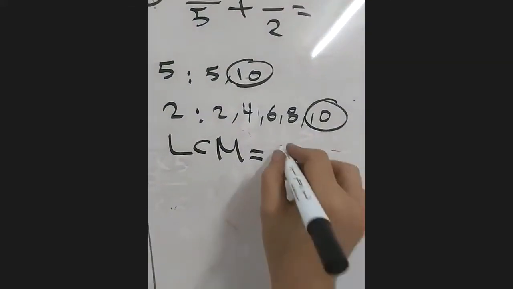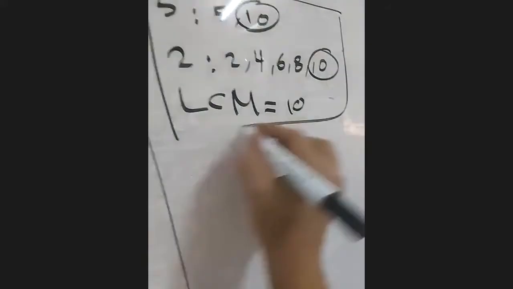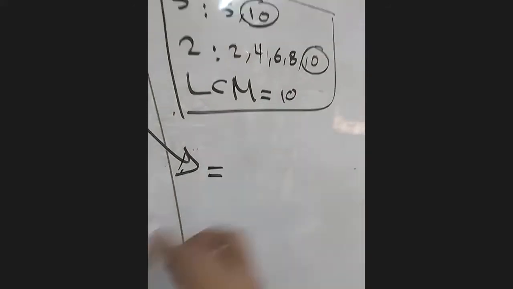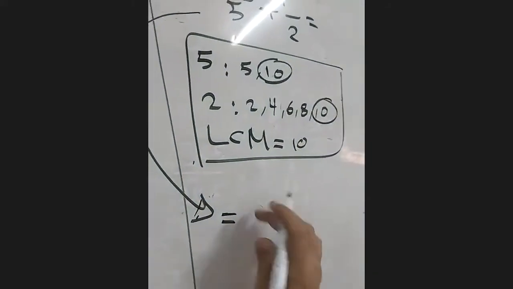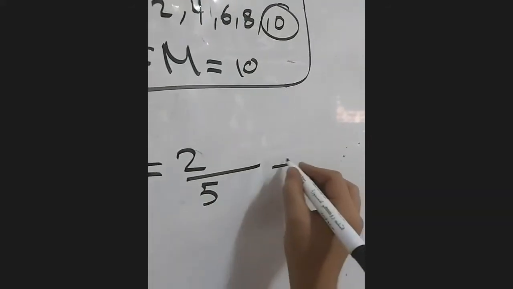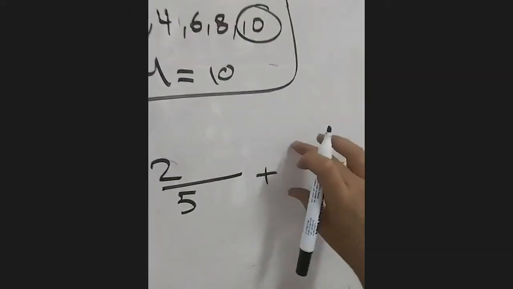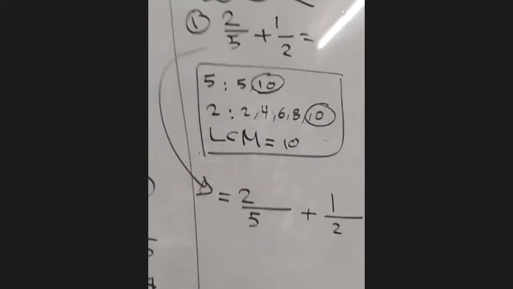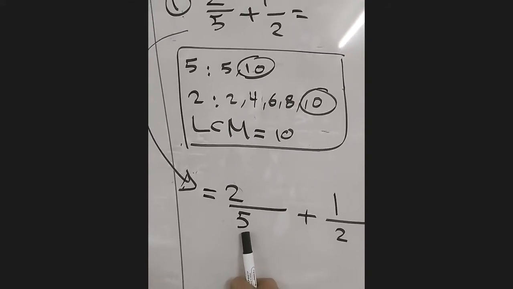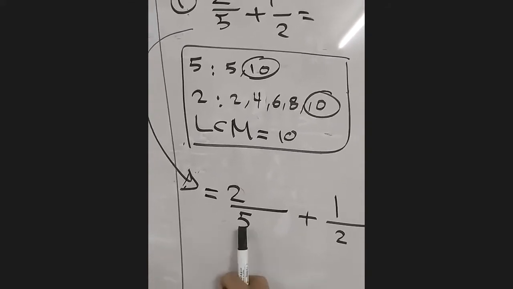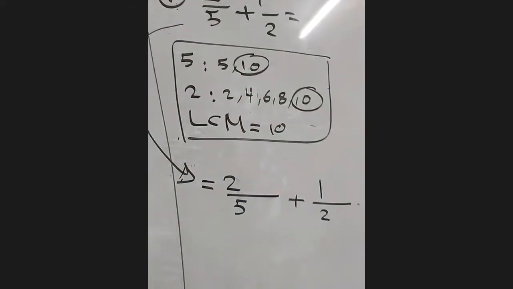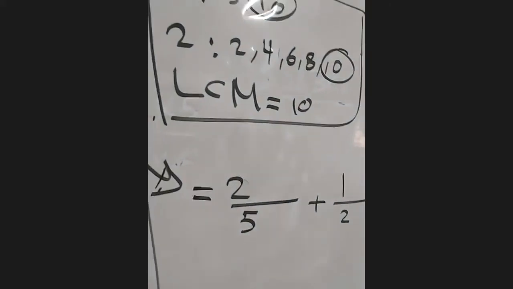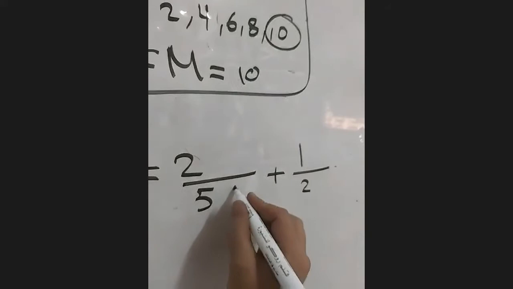10. 10, excellent. Now I will go to my fractions like this, look, and put equal. I will take this fraction and put it here, and take the second fraction and put it here, okay? Now I will ask you a question. How does this 5 become 10? 5 multiplied by 2. So I'll multiply up and down by what? 2. It will be 4/10.